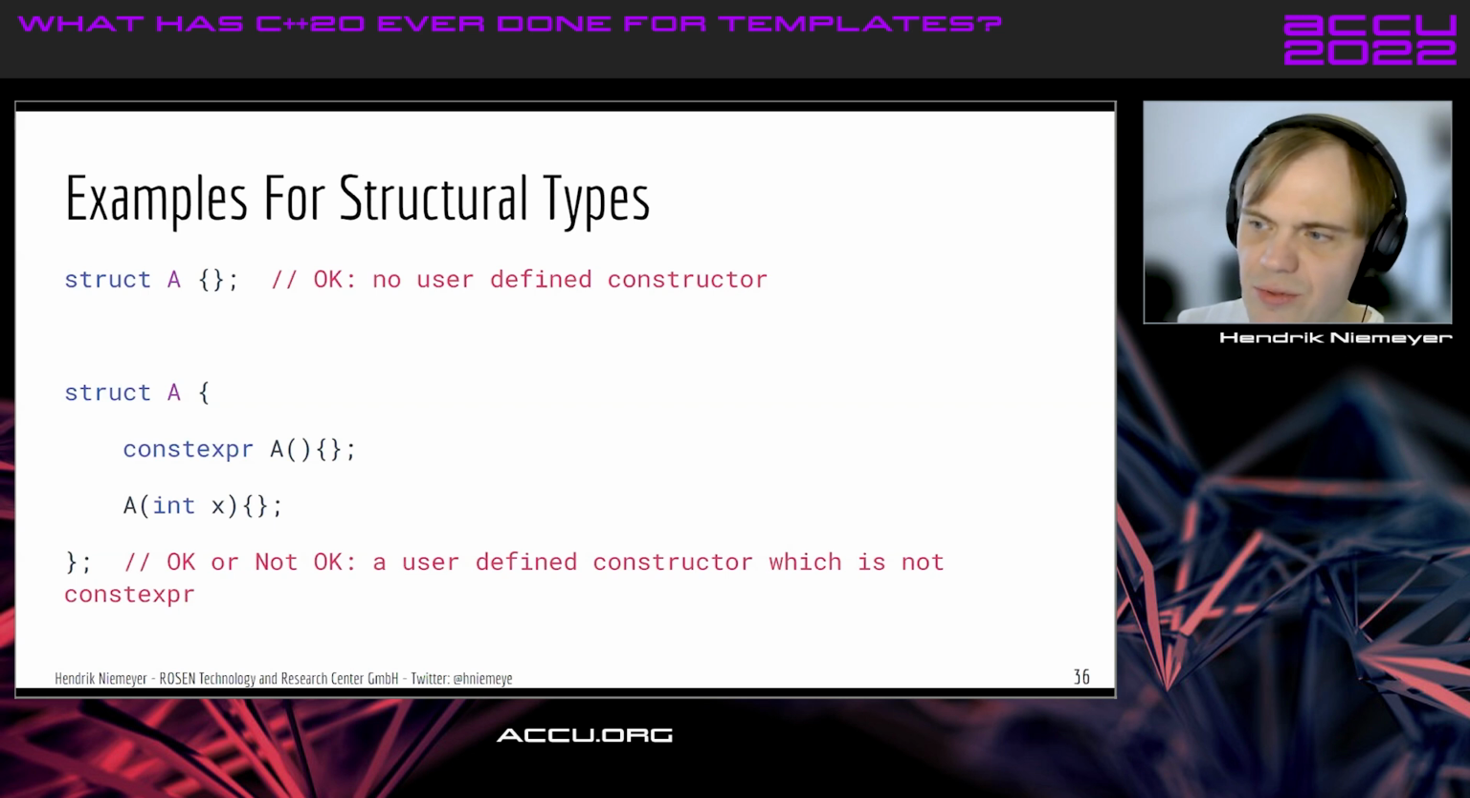The second example is the struct A. It has a constexpr default constructor, and it has a non-constexpr constructor which takes an int. And interesting about this struct is it's either okay or not okay to use as a non-type template parameter. If we use A as a non-type template parameter and have just the case where we use the default constructor, it's totally fine to use it. But if we have the case where A is constructed with an int, then it's not fine to be used as a non-type template parameter.